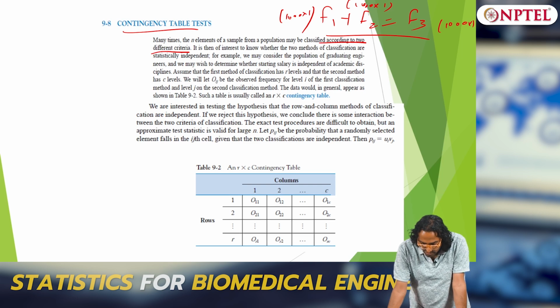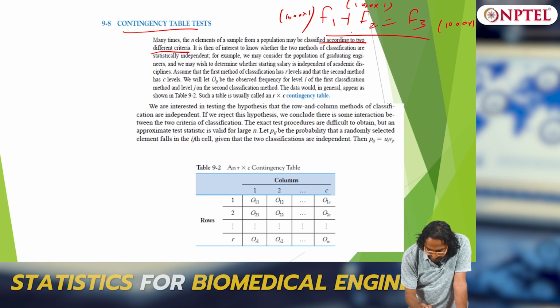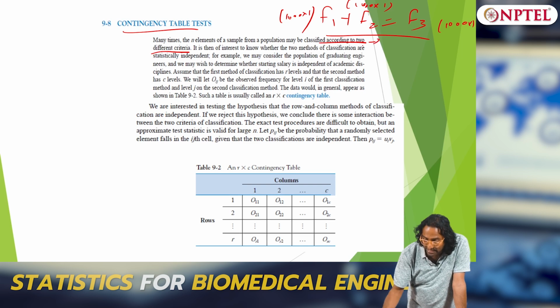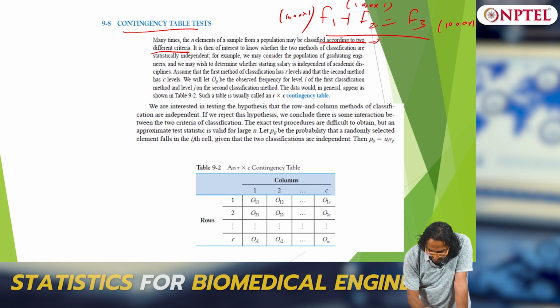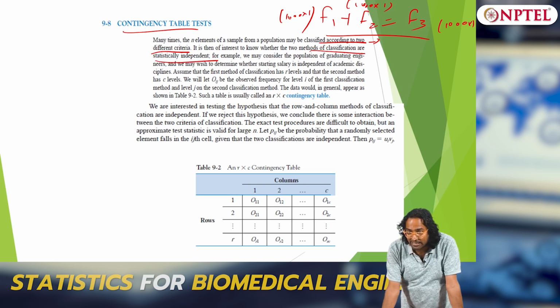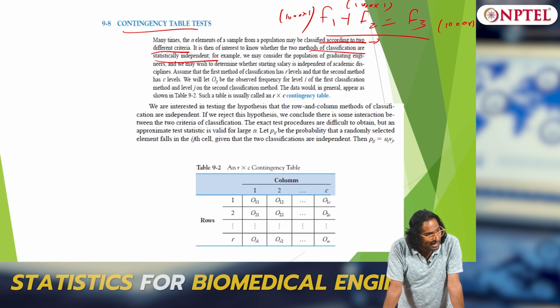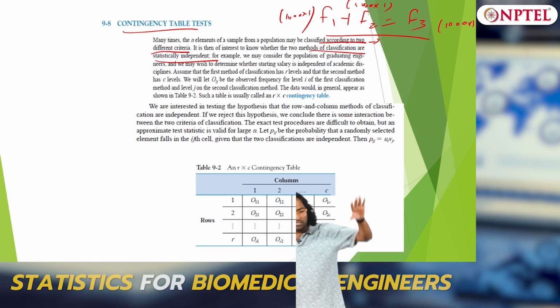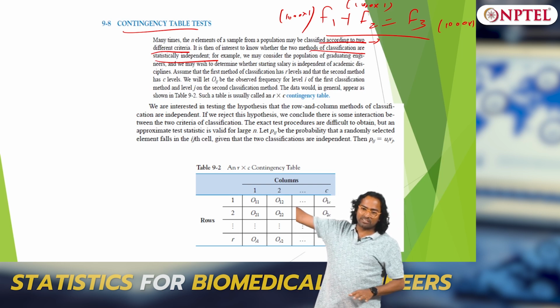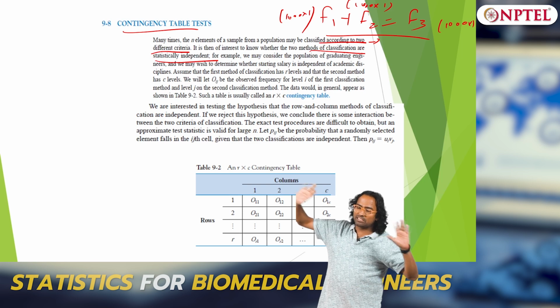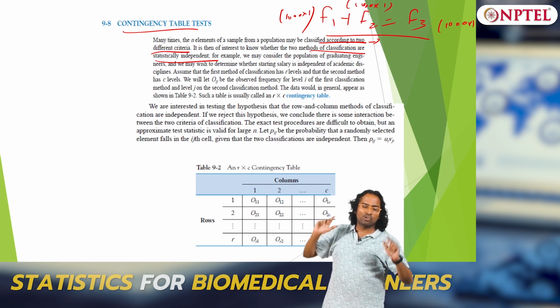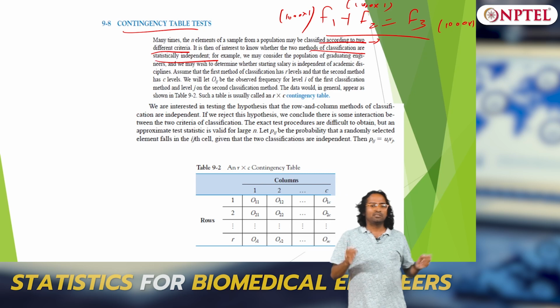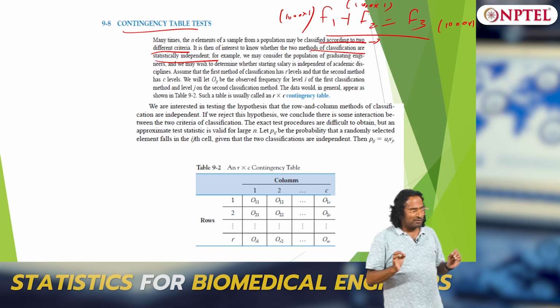So what is my question? Many a times a sample from a population may be classified according to 2 criteria, and it is of interest to know whether the 2 methods of classification are statistically independent, that is, whether these 2 parameters are statistically independent or not. Suppose you classify using feature C1, and you classify using feature C2. You want to know whether these 2 methods are independent or not, that means whether C1 and C2 are independent or dependent.